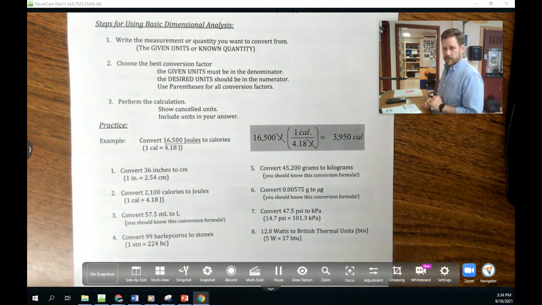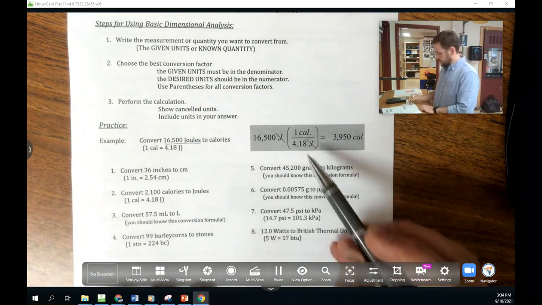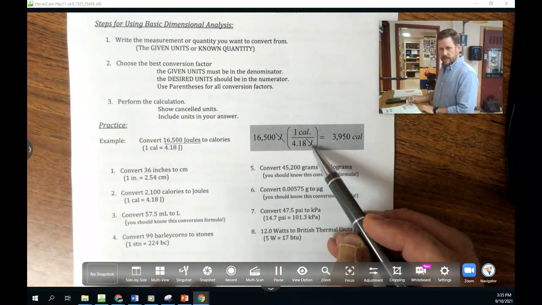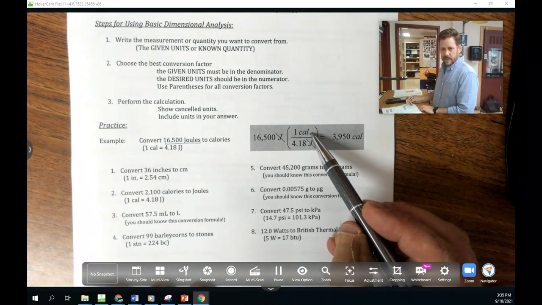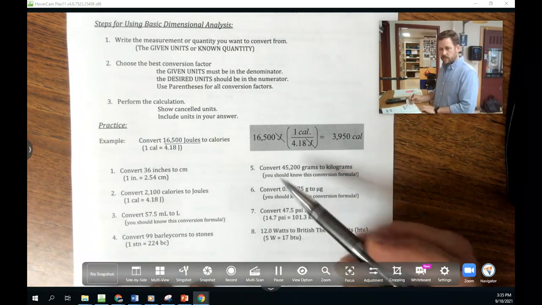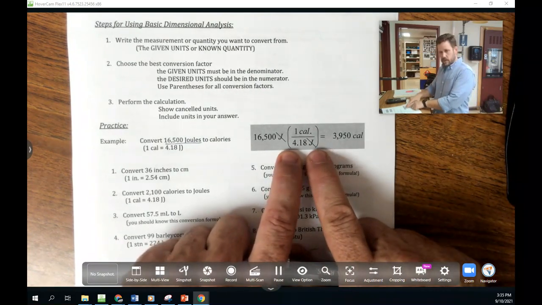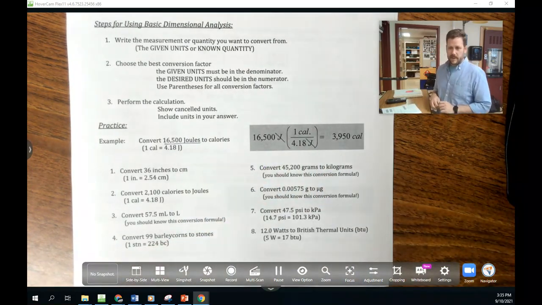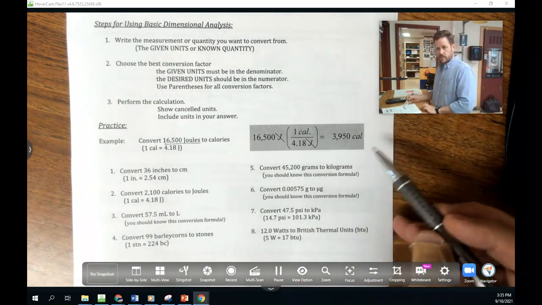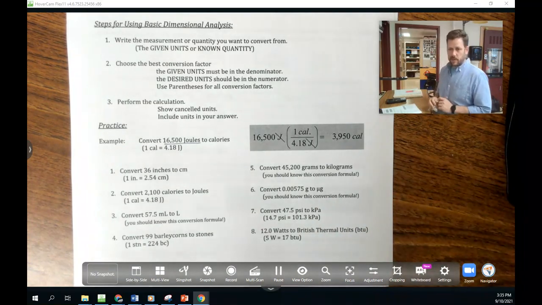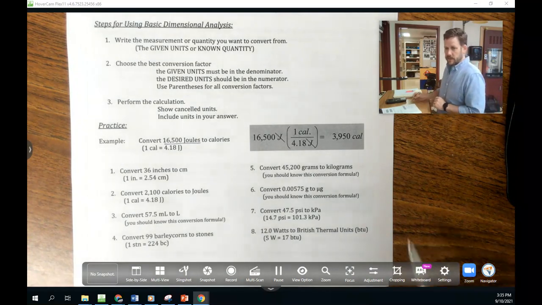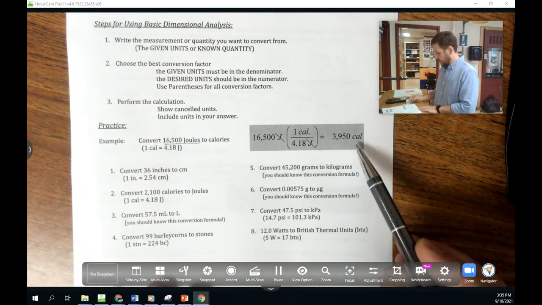And then we're going to write the conversion factor so that the given units are on the bottom and the desired units are on the top. Put that conversion factor in parentheses and make sure that that quantity is equal to 1. Then do the math operation, make sure the units cancel, and you are left with the desired units. Make sure that when you're writing your final answer, you include the correct units.